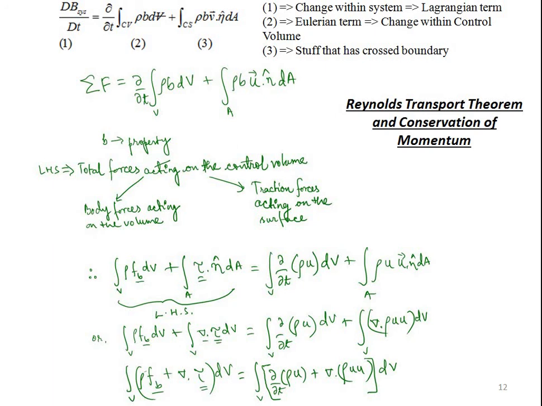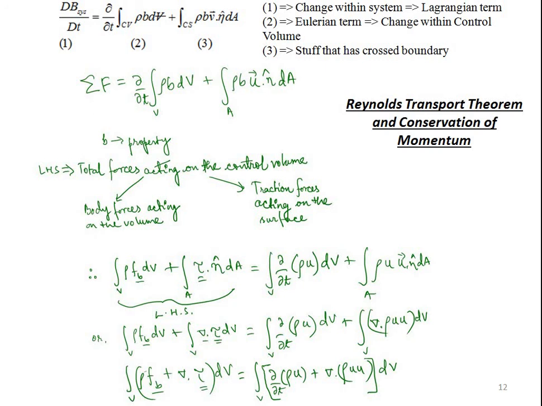Then the RHS is given as del/del t of the volume integral of rho b dV plus the integration over the closed area A of rho b u vector dot eta cap dA. If we consider the LHS, B is the total forces acting on the control volume. What are the total forces acting on a control volume? It is composed of body forces acting on the volume and traction forces acting on the surface. So traction forces are composed of pressure forces and shear forces.